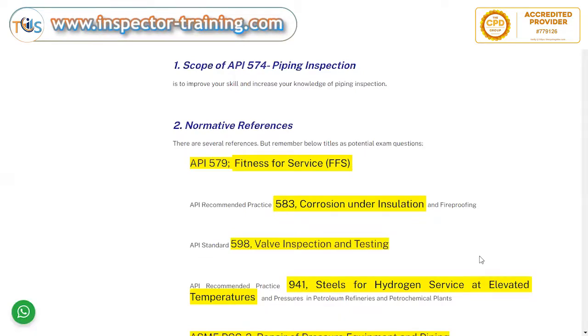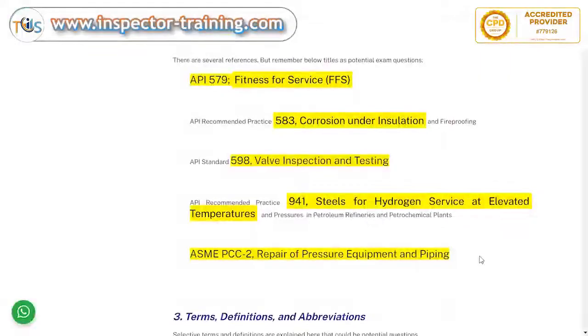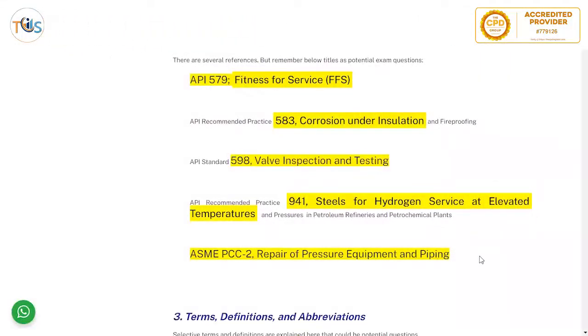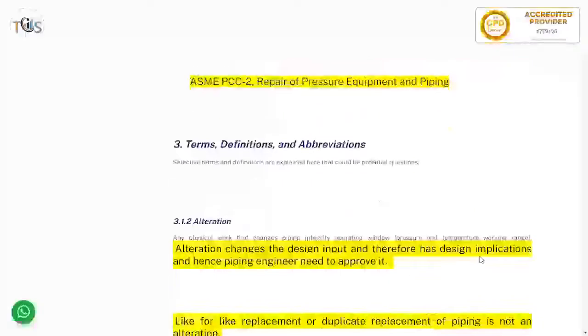579, fitness for service. 583, corrosion under insulation. 598, valve inspection and testing. 941, steels for hydrogen service at elevated temperature. And ASME PCC-2, repair of pressure equipment and piping.